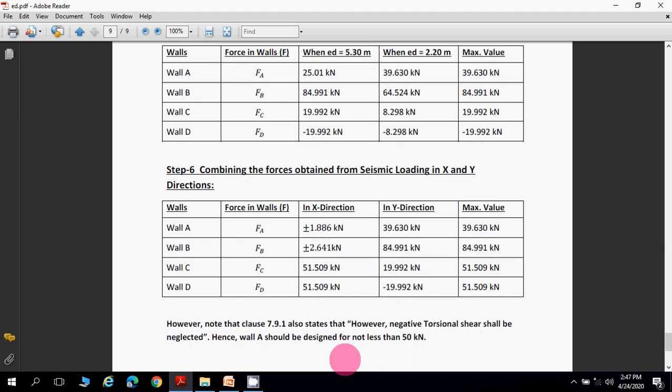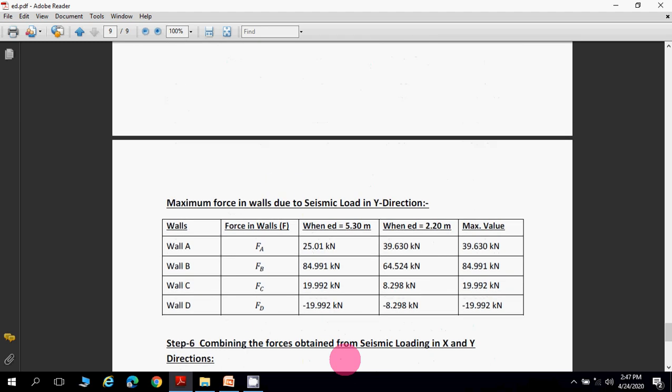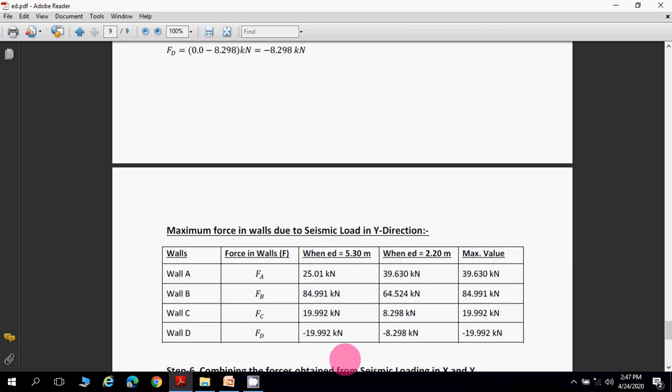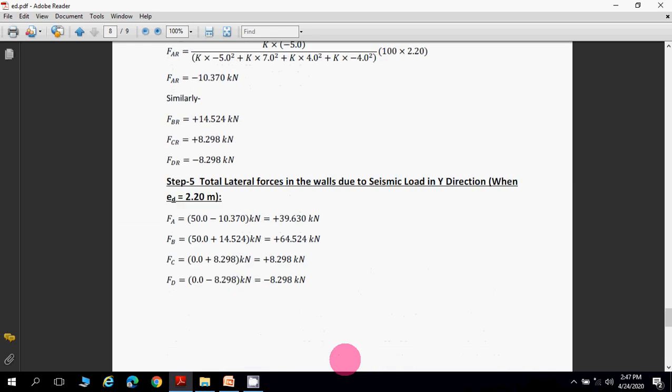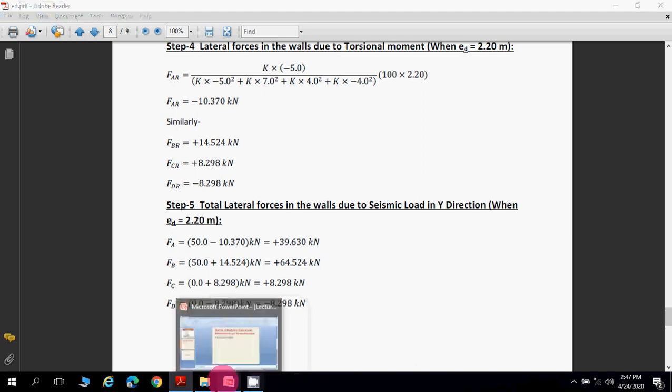So this is the complete solution of how to solve the numerical problem when the floor is torsionally irregular, and how the lateral load is distributed amongst the different lateral load resisting elements as per the torsion provision.